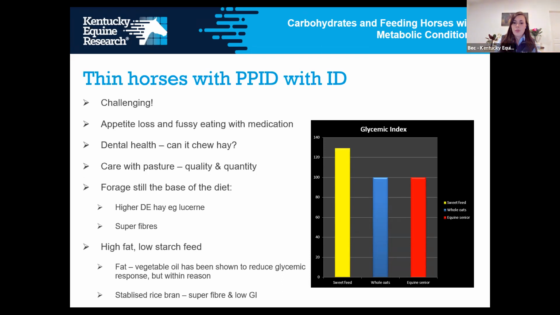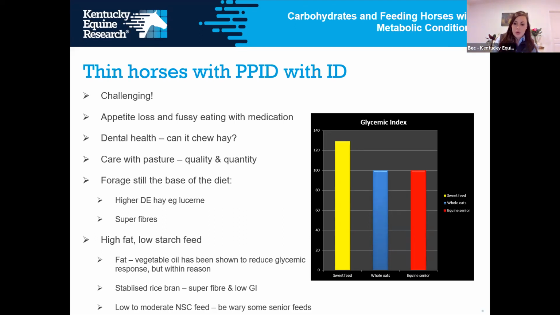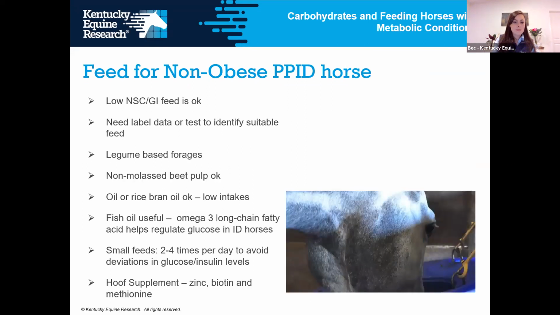So like we said before, just use it within reason, because the more fat or oil we do add into a ration, potentially we can create more oxidative stress. So we do want to offset that once again with an antioxidant such as vitamin E.